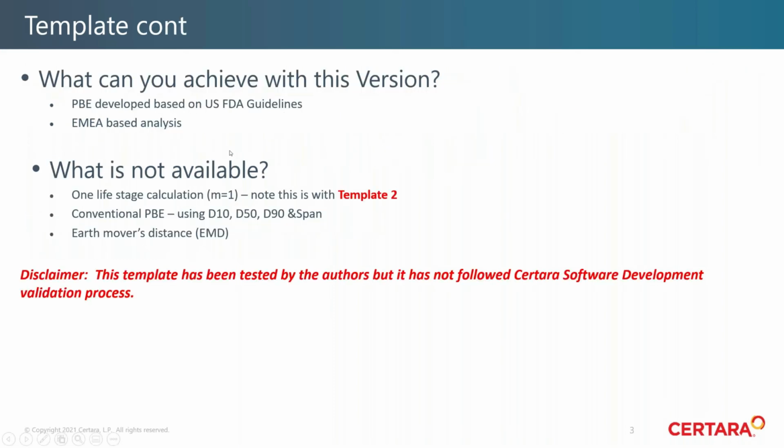What can you achieve with these versions? You could do a PBE developed based on US FDA guidelines and EMA based analysis. What is not available is, with template 2, we haven't tested the life stage calculation, which is M equals 1. So that is not being tested. And conventional PBE using D10, D50, and D90 is not available with the current template, with both the templates, and also EMD, the earth mover's distance. So these are for our future work, which we are working on to make this happen.